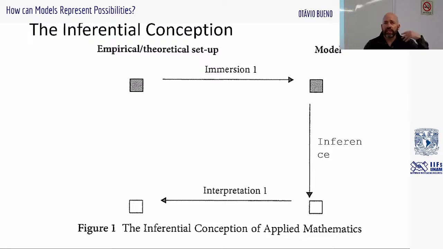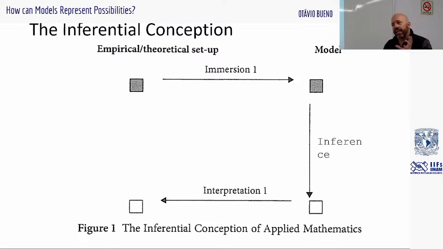So I'll start by just reminding you of the central features of the inferential conception that I'm going to be employing as a framework to think about scientific representation. Of course, nowadays there are a million different views about scientific representation. This is just one among many. It happens to be my favorite one. Not that it works perfectly, but it's good enough.